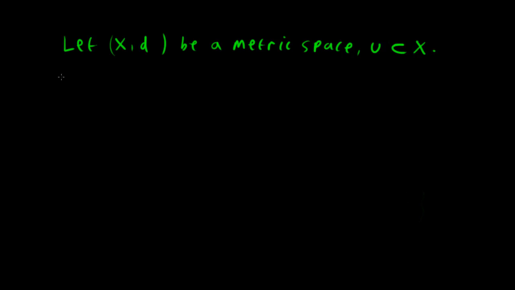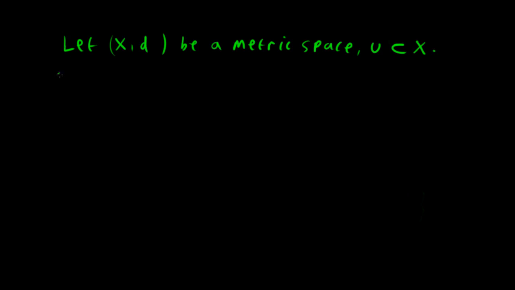Today I'm going to talk about open and closed sets in metric spaces. Now I'll jump straight in with the definition of an open set. So on the screen here I've said let (X, d) be a metric space and U a subset of X. Okay, so U is some subset of X.